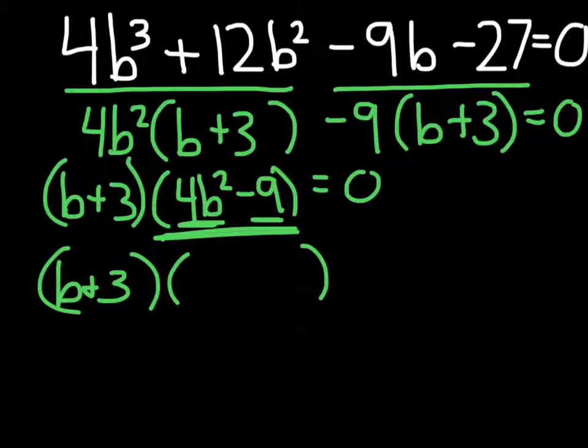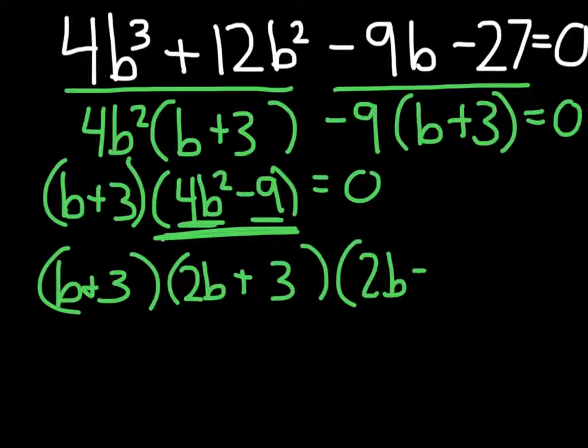And then I remember my pattern is that I can take the square root of the first, so the square root of 4b squared is 2b. The square root of the last is 3. Make one of them positive, and make one that's identical but with a minus. So I have 2b plus 3 and 2b minus 3, still equal to 0.